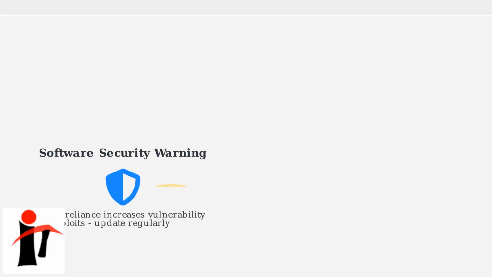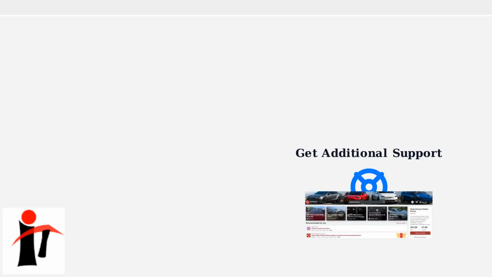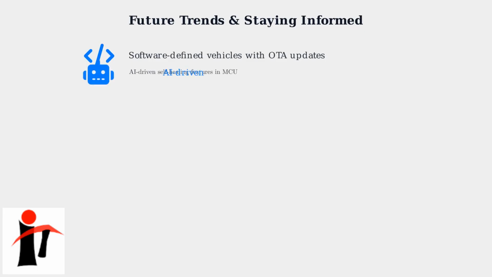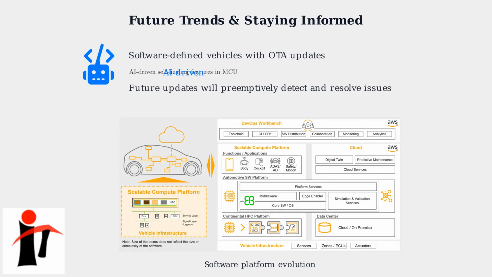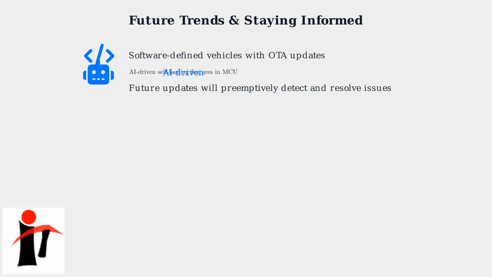While software solutions are convenient, experts warn that over-reliance on connected systems increases vulnerability to security exploits. Always keep your Tesla updated with the latest firmware to maintain protection. For additional support, contact Tesla customer service directly or consult owner forums where other Model S owners share their experiences and solutions.